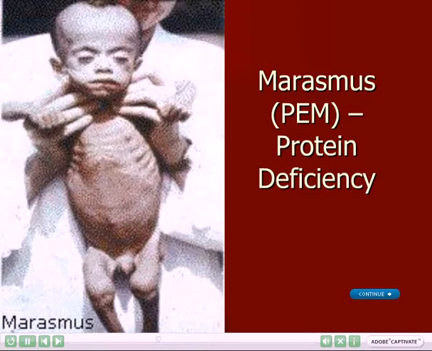Victims of marasmus will have little or no fat stores, very little muscle mass, and poor strength. Death from marasmus is common. Marasmus is also known as PEM, protein energy malnutrition. Marasmus is caused by a deficiency of protein.